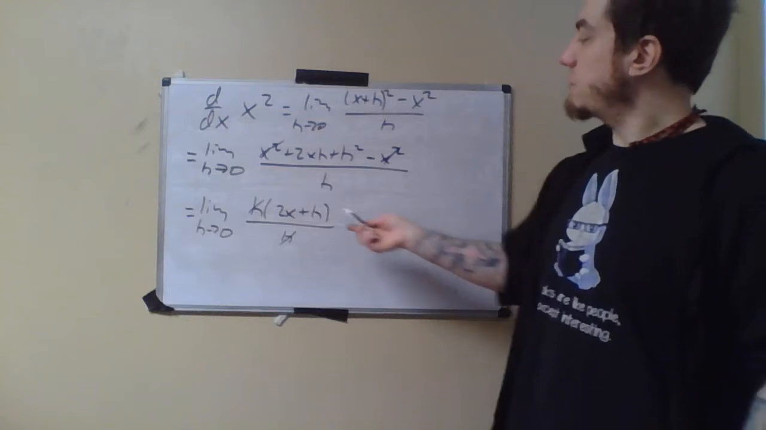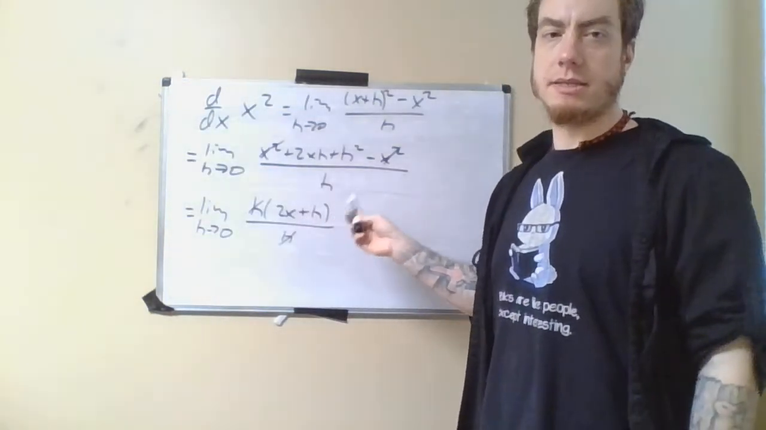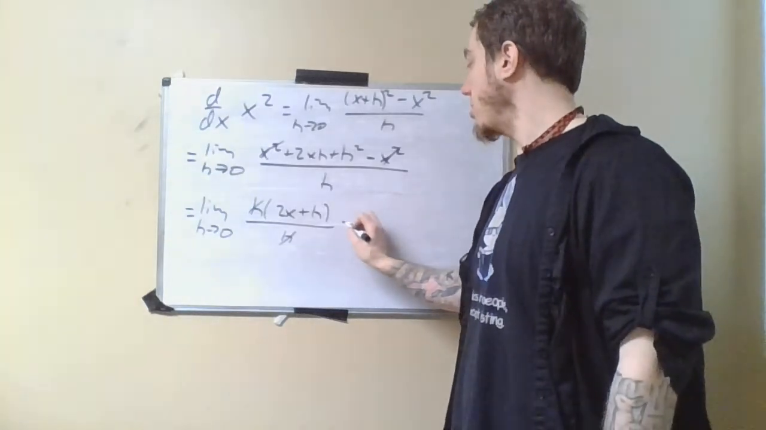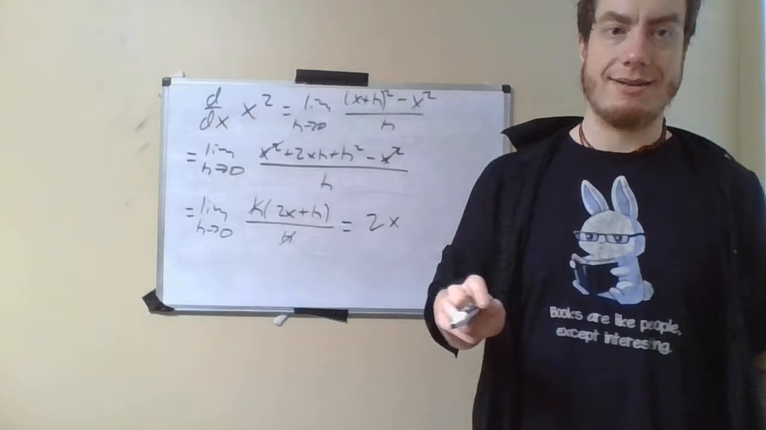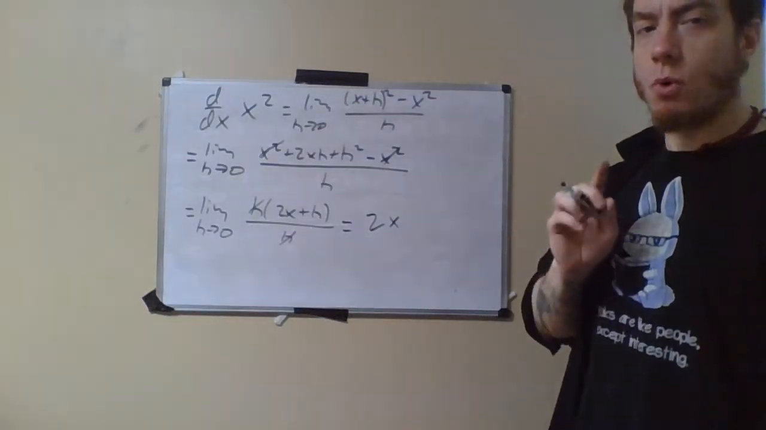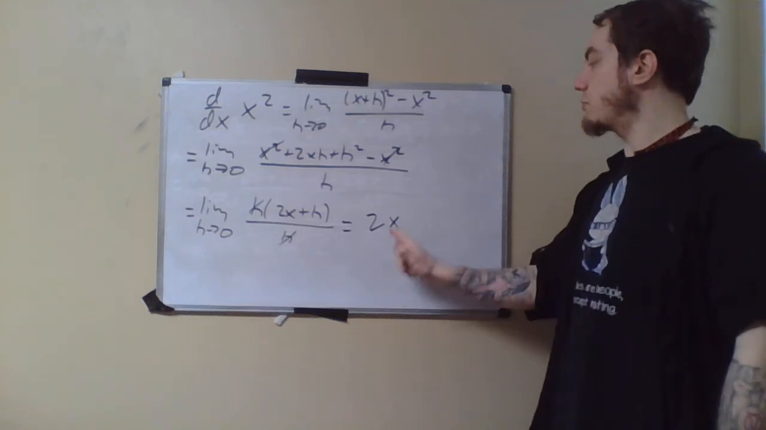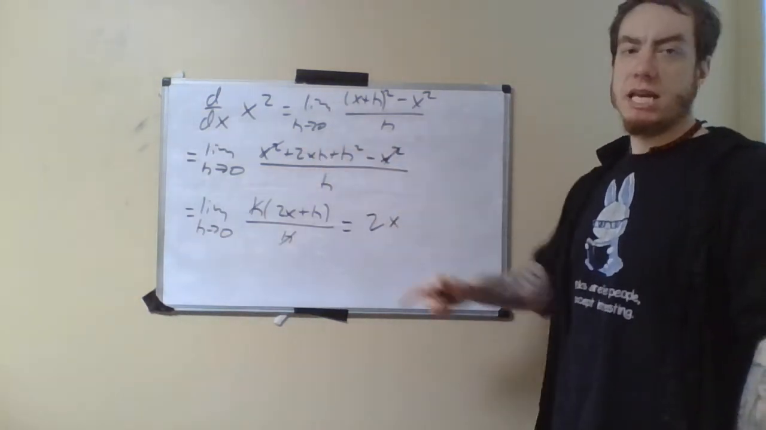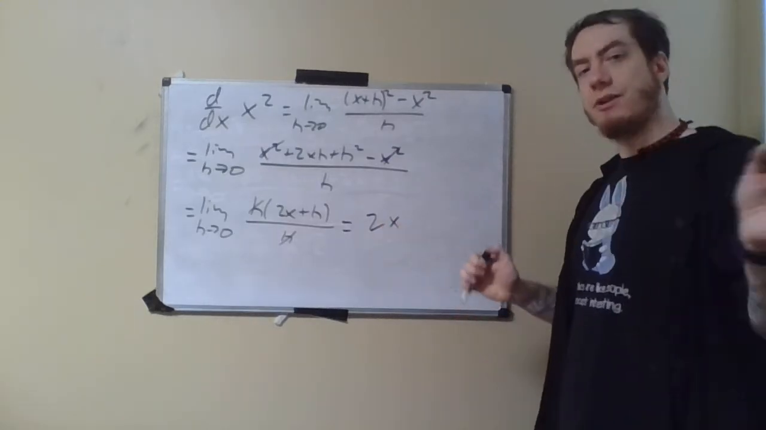And now I'm left with something that is a polynomial in h. In other words, I can find this limit by just plugging in h equals 0, and I end up with 2x. So now we've finally got something that's a bit more interesting than what we saw before. What we see here is that the derivative of x squared is just going to be 2x at any given value of x.